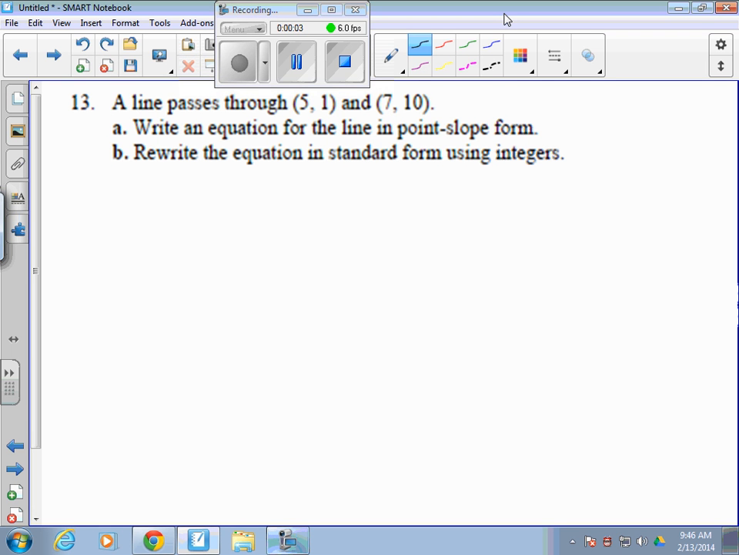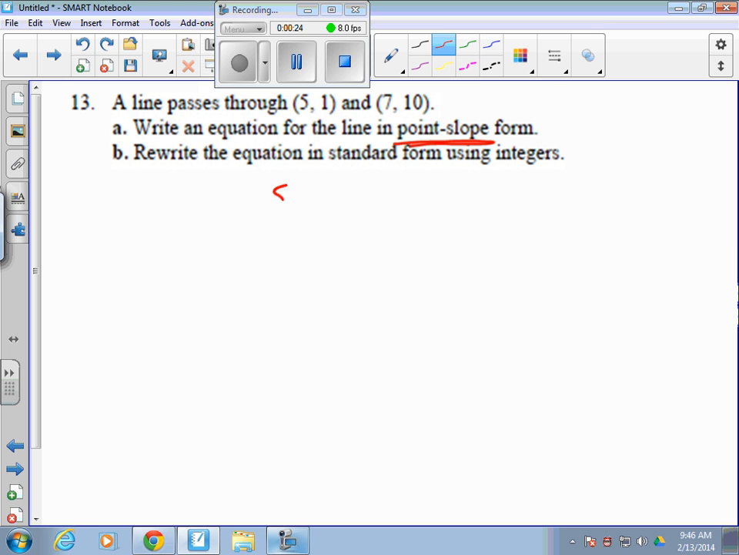This is Algebra 1 spring test for week number 6, part 2, picking up at number 13. It says a line passes through 2 points, (5, 1) and (7, 10). Write an equation for the line in point slope form. You need two things to make point slope form. You need a point, which we have two of them, and you need a slope, which we don't have yet. We have to find what the slope is.